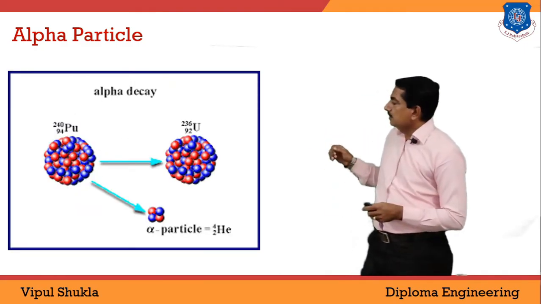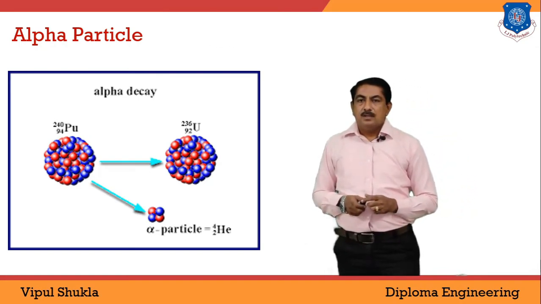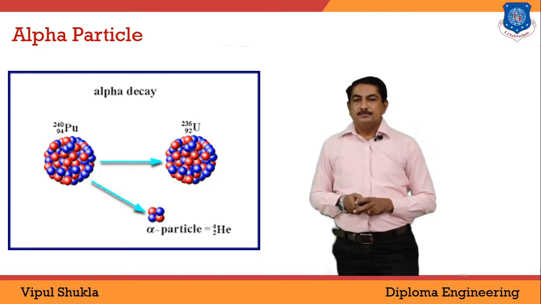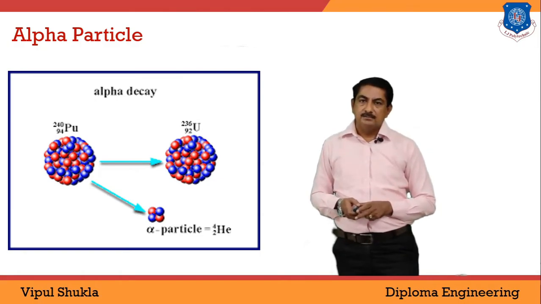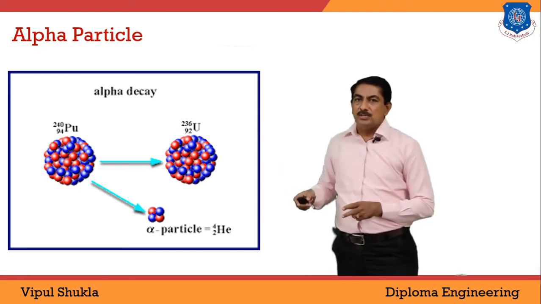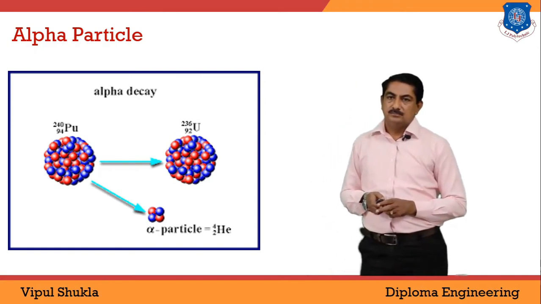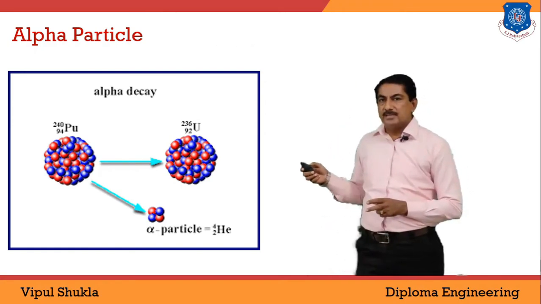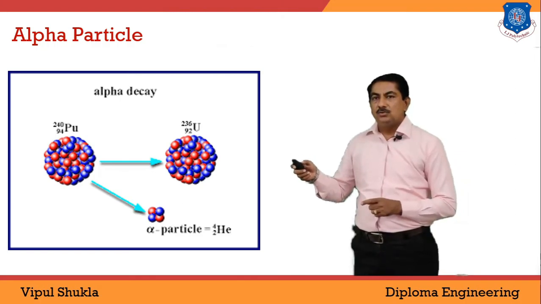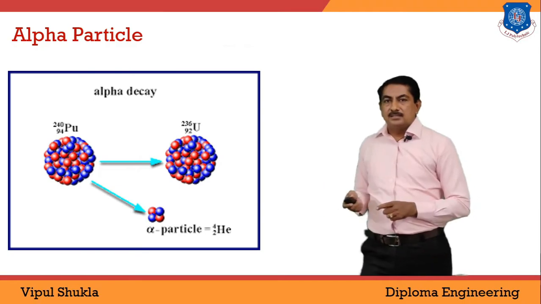Look at this figure. In this figure, the element plutonium undergoes decay, disintegration of plutonium, and it emits alpha particles. As a result, a new nucleus is established. That new nucleus is uranium. So here plutonium is the parent nucleus, uranium is the daughter nucleus, and it emits the alpha particle, which is a helium nucleus.